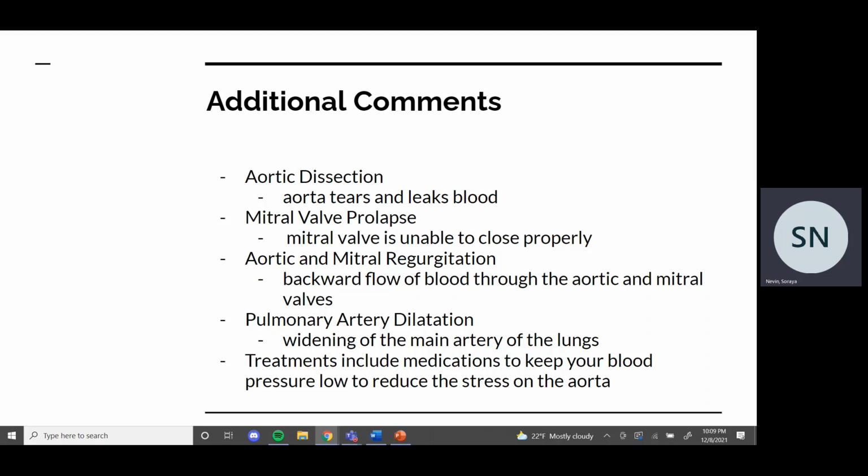Some treatments of Marfan syndrome include medications to keep your blood pressure low to reduce the stress on the aorta. It is also not recommended to do any sort of extensive physical activity because that puts stress on your heart and your aorta. It's also not recommended to become pregnant because that also puts a larger stress on your heart.